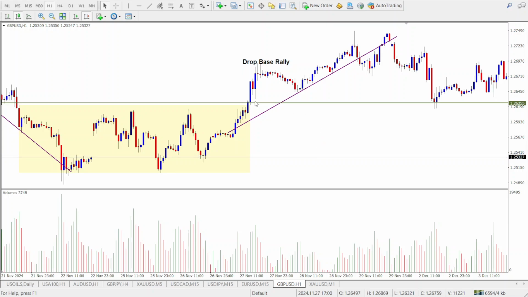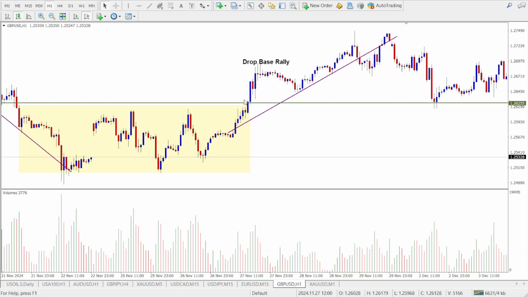Then enter on the breakout. Once the rally begins, look for strong bullish candles, like what we can see here, breaking above the consolidation. Then you can enter right after the breakout or wait for a retest of the base for a better entry.